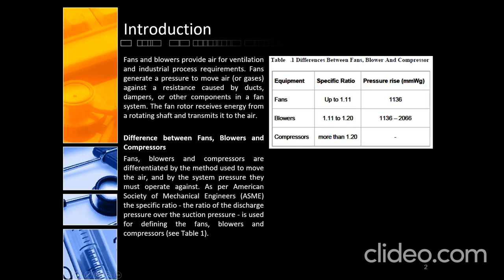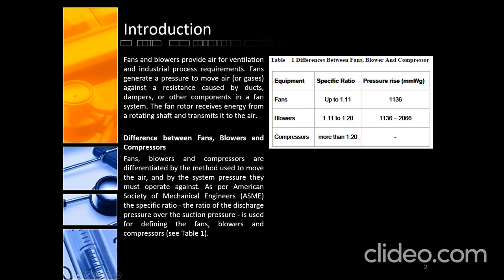Next, difference between fans, blower, and compressor. So see the table, difference between fans, blower, and compressor. Fans, blowers, and compressors are differentiated by the method used to move the air and by the system pressure they must operate against. As per American Society of Mechanical Engineers, ASME, the specific ratio is the ratio of discharge pressure over the suction pressure. It's used for defining the fan, blower, and compressor.